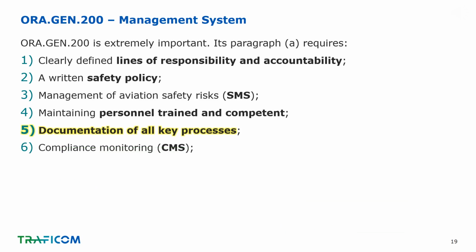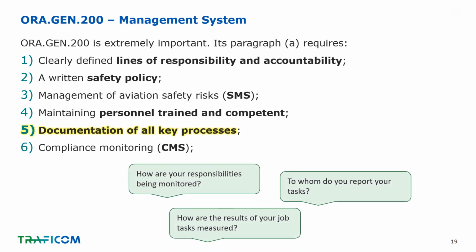Then the requirement says that an organization shall establish, implement, and maintain a compliance monitoring system. That is the topic of this video. CMS uses audits, inspections, management meetings, and reviews to monitor compliance and to identify areas where corrective actions must be taken. Here you can see examples of high-level questions that the auditor can ask from anyone in the organization.